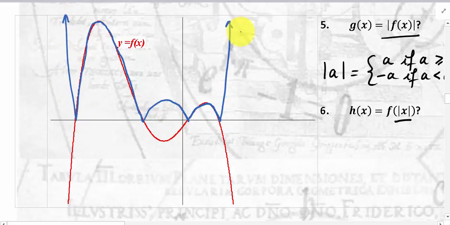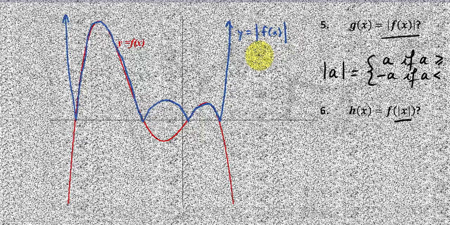So in blue we have the graph of y equals the absolute value of f of x. So this is when the absolute value is on the output. I'll let you figure out what happens when the absolute value is on the input.